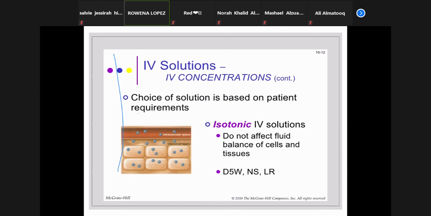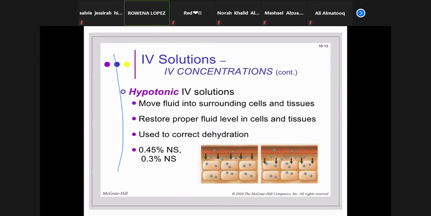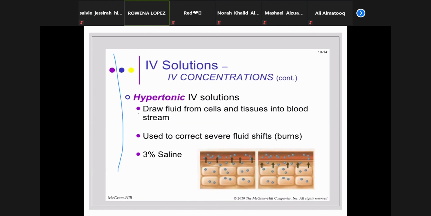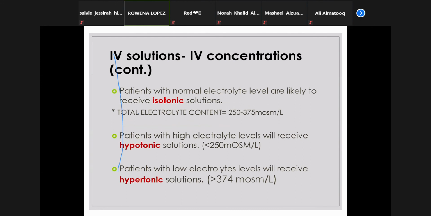It's not actually irritating the blood vessel. And hypotonic is to correct dehydration. Hypertonic draws fluid from cells and tissues into the bloodstream and is used to correct severe fluid shifts, especially burns. So 3% saline is one of the examples. Patients with normal electrolyte levels are likely to receive isotonic solution.